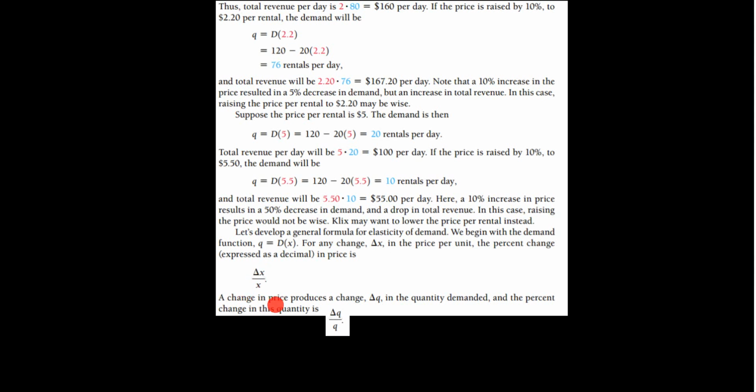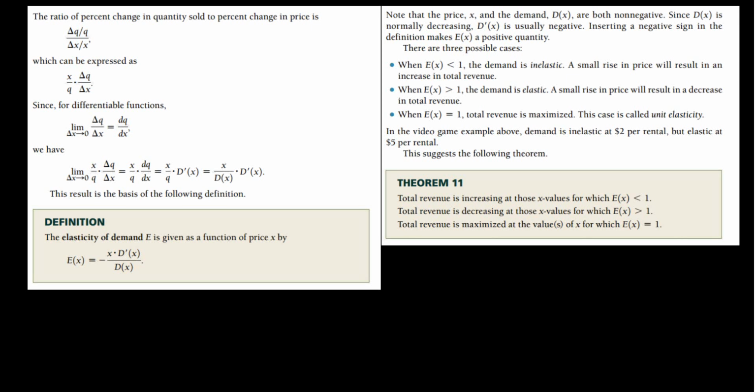So a change in price produces a change, and of course we also have the delta q, the change in q, the quantity demanded, and the percent change in the quantity is delta q over q, or the change in q over q. All right, now all that to get to our definition here. And again, all this stuff is mainly just to show how we get to where we get to.